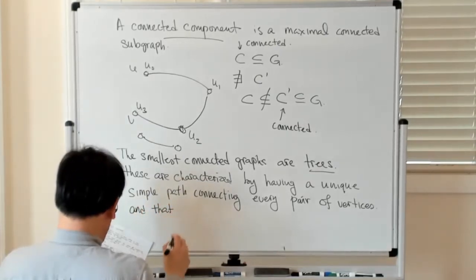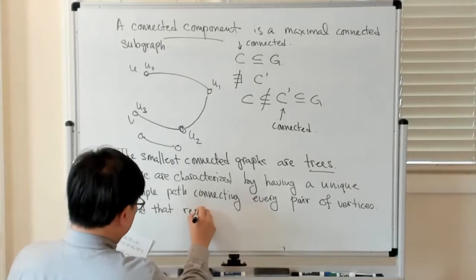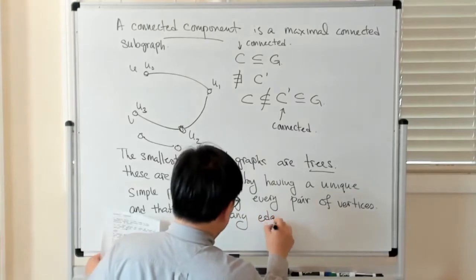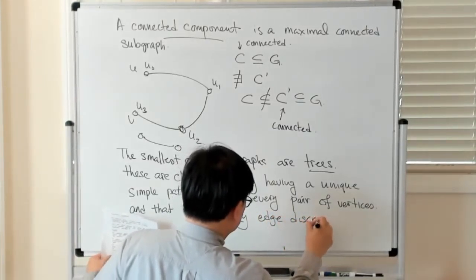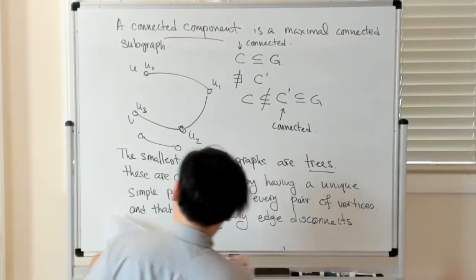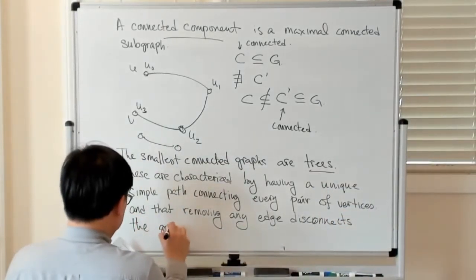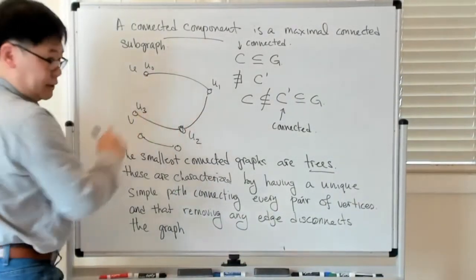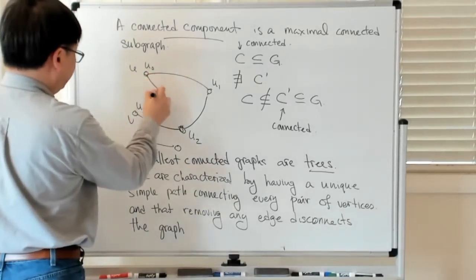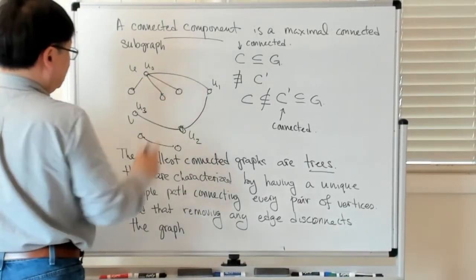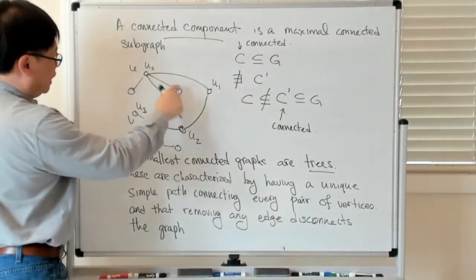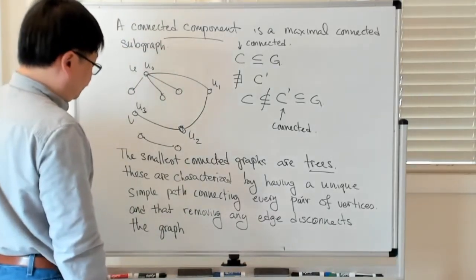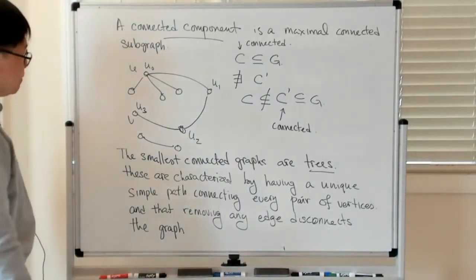Any edge, removing any edge, disconnects the graph. Okay. All right. So in fact, this, for example, is an example of a tree, right? You could have things like that as well. So the main idea is that you can't have these paths which are closed in the graph if it's going to be a tree, right?